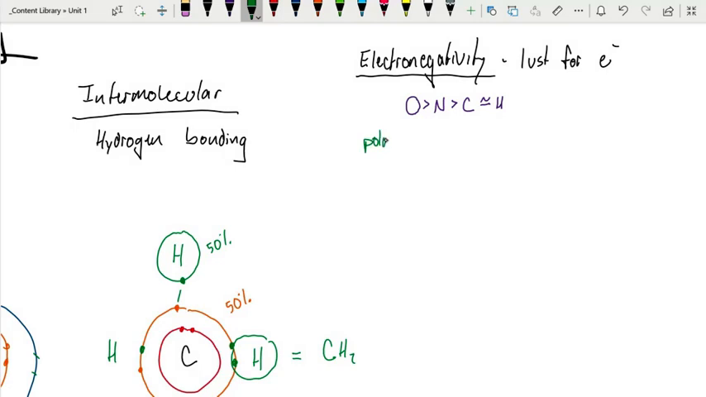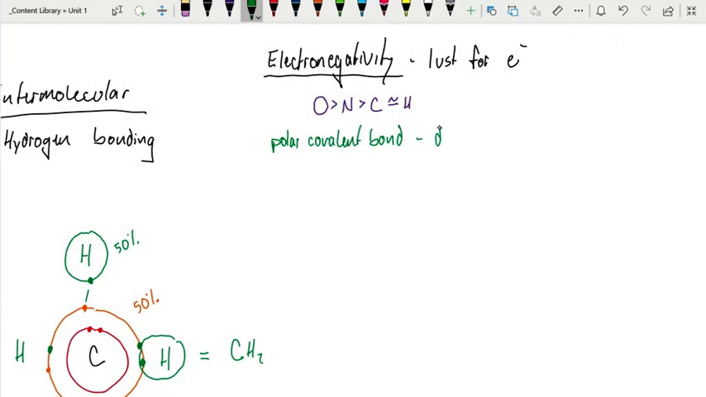A polar covalent bond is simply a covalent bond in which there is a difference in electronegativity. Let's consider the perfect example of this, which is water.